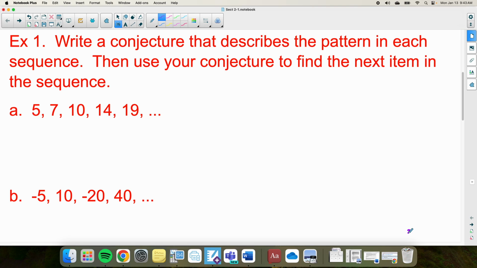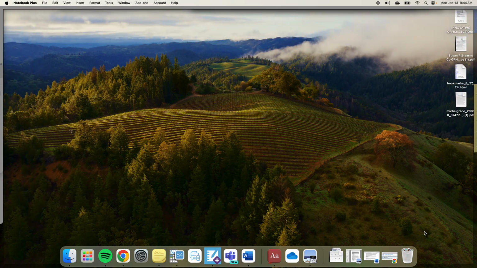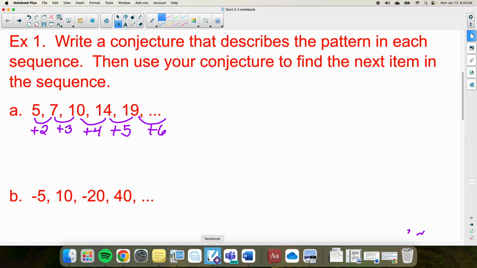Going up, they go up by 2, and then they go up by 3, and then they go up by 4. Yes, yes. So what they did here is they added 2. Here they added 3. Here they added 4. Here they added 5. And the next one they're going to add 6. 19 plus 6 is 25, so that would be one of our answers, okay?